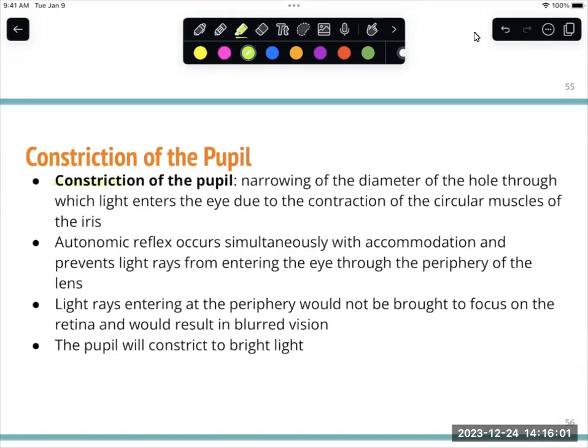So constriction of the pupil, that is that narrowing of that hole where light enters the eye. It's an autonomic reflex. What we're trying to do is prevent too many of those light rays from entering to the back of the eye. So that pupil will constrict to bright light.